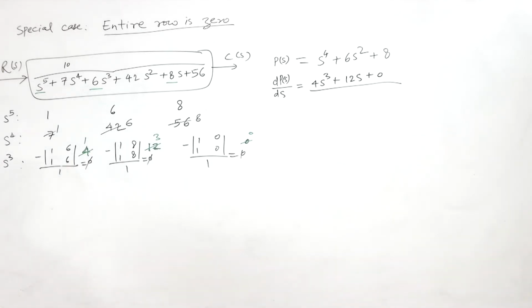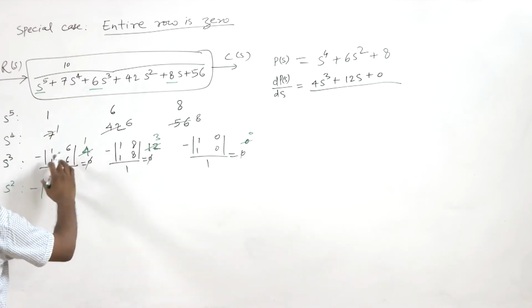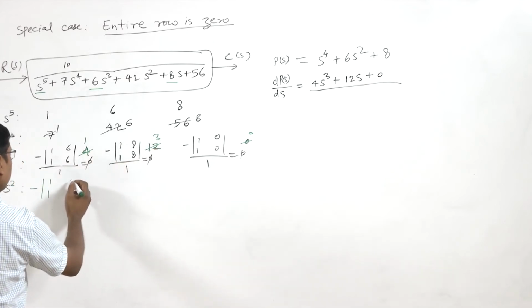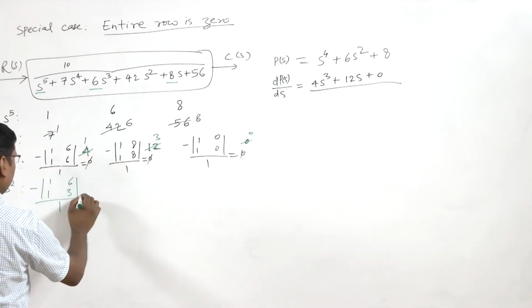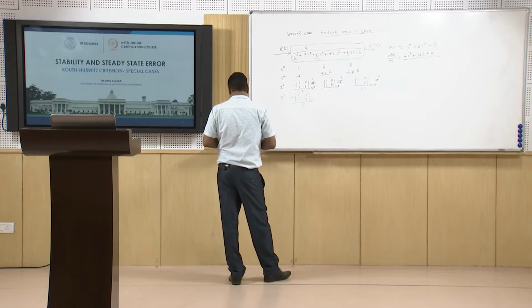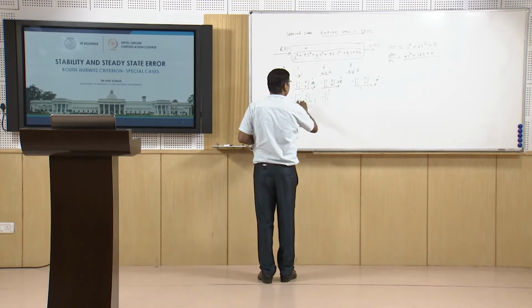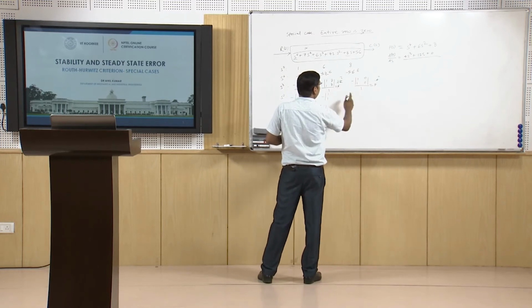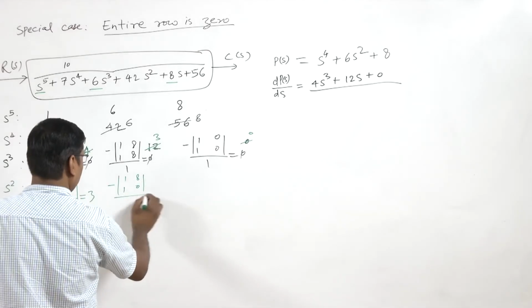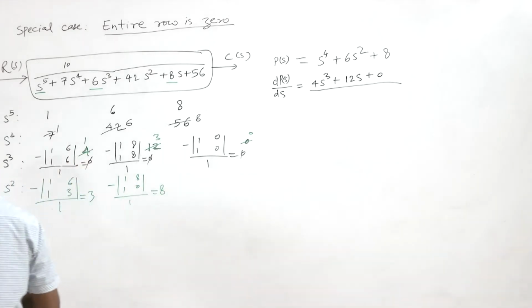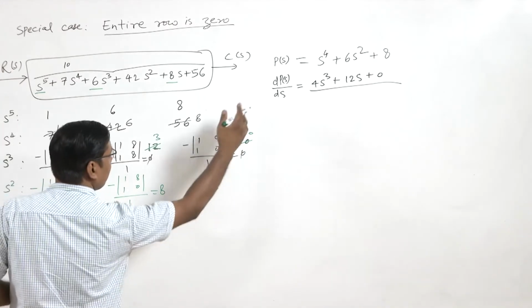Now we proceed to the next term, s square. Here is s cube, now s square. So minus 1 over 1, 6 and 3, so that is 3. Then minus 1 over 1, here 8 and 0. So 0 minus 8, so 8, and then this is 0 because the column is 0.